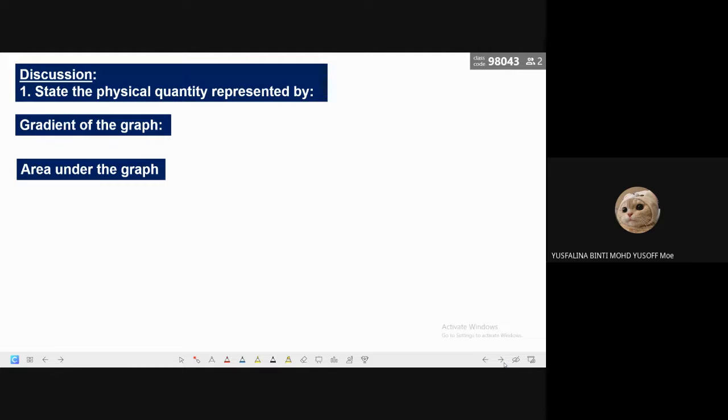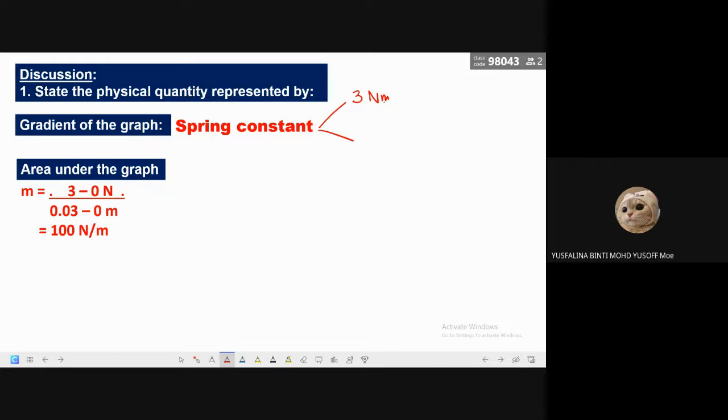Okay, so for the part of the discussion here, what does it mean by the gradient of the graph? Why do we need to calculate the gradient of the graph? Because the gradient of the graph is actually equal to the spring constant. Okay, spring constant means how high, right? Let's say the spring constant is 3 Newton meter -1, and another is 10 Newton meter -1. So what does it mean here?